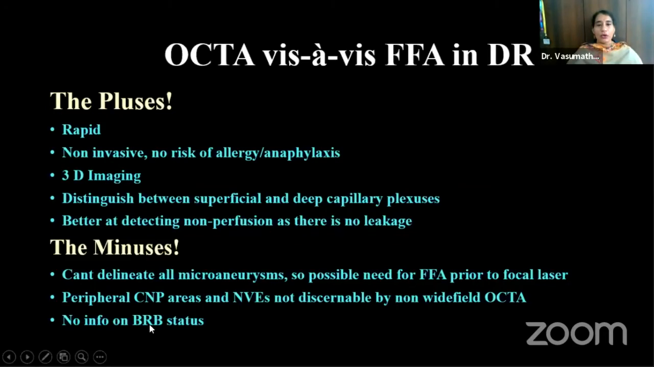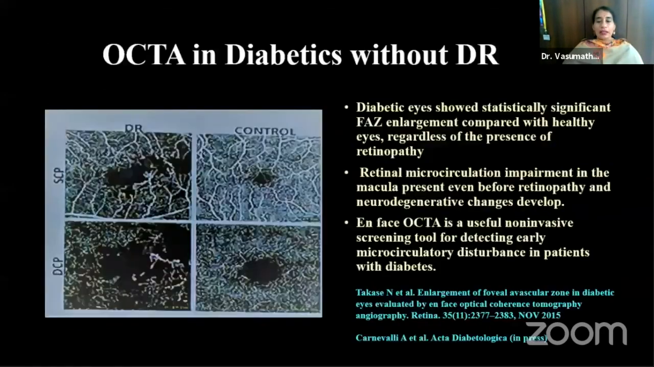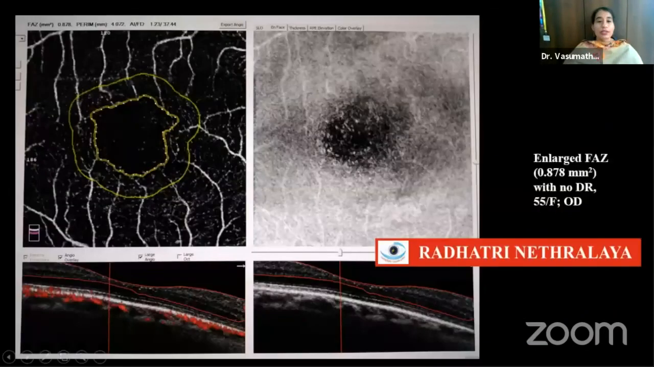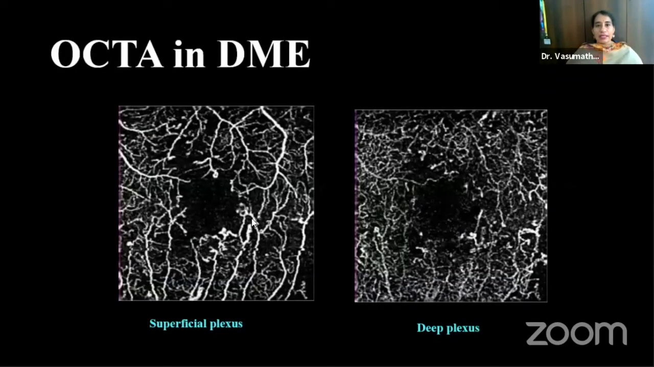You can't get an idea about the hot disc, and we don't have wide-field OCTA now, so peripheral CNP areas cannot be delineated. And even in patients without diabetic retinopathy, OCTA has shown a statistically increased FAZ enlargement. It has been suggested to be used as a screening tool. We also tried in some of our patients. This is a patient without diabetic retinopathy. As you can see in the OCTA, the FAZ was enlarged. And you can also measure the size of the FAZ by AngioAnalytics. And this is the superficial plexus and the deep plexus.